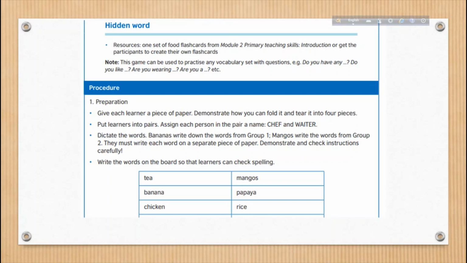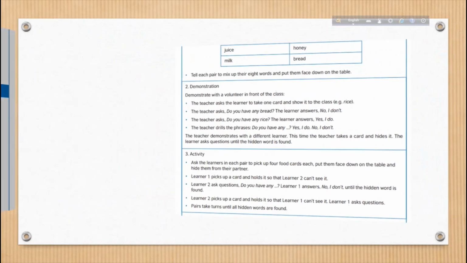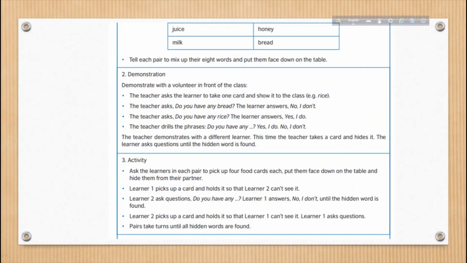Do you have any dash? Do you have any mangoes? Do you have any bananas? Do you like bananas? Are you a dash? Okay, and stage 2, demonstration.